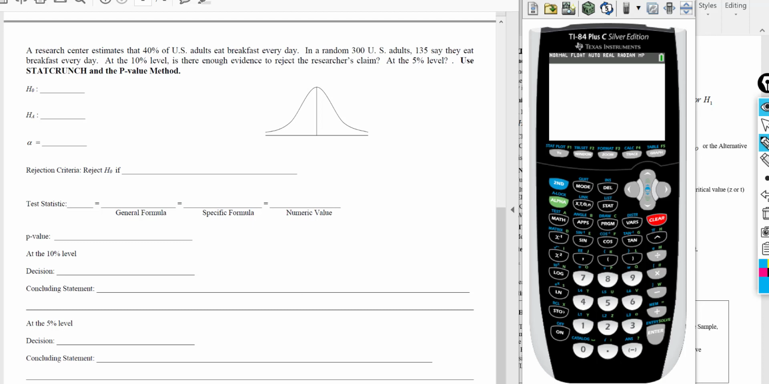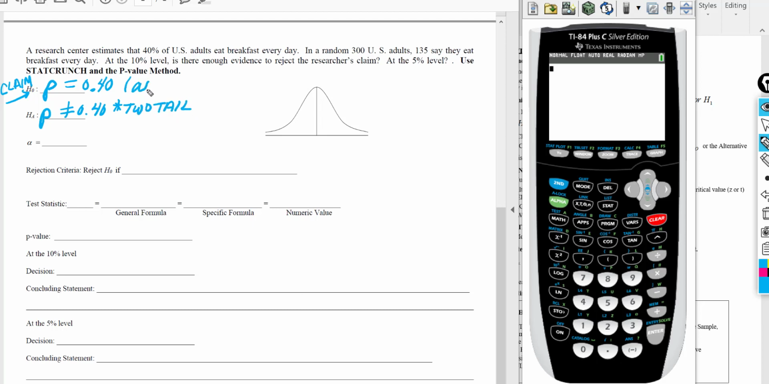So for this problem, we're testing a claim about a proportion because it's a percentage. So we're going to use p, and our claim estimates that 40% eat breakfast every day. So that's going to be equal to 0.40. Remember, we put the equality claim with the null hypothesis. That means our alternative hypothesis is not equal to 40%, and this is going to be a two-tailed test.